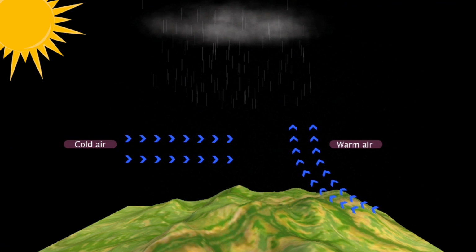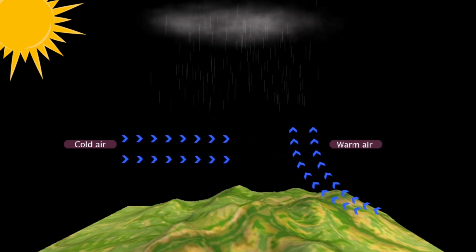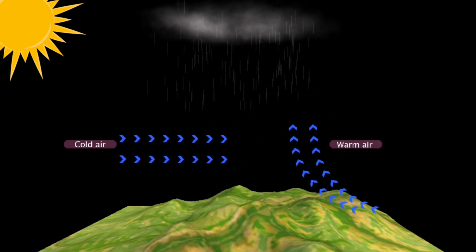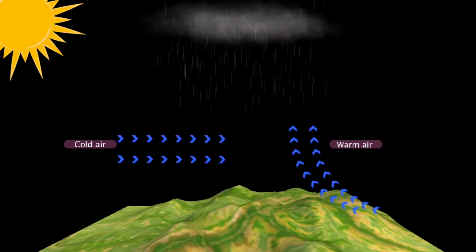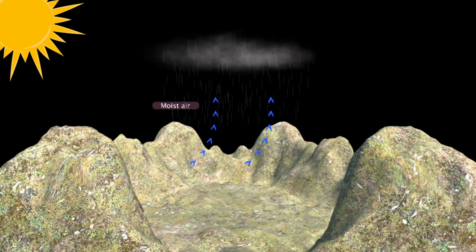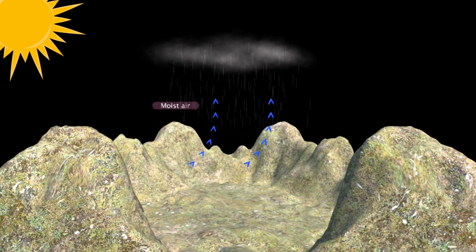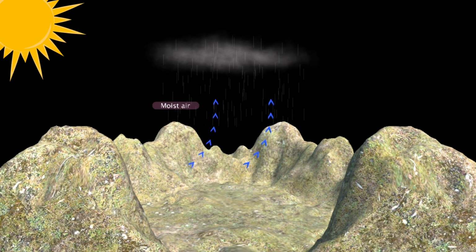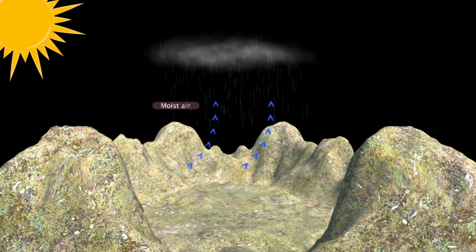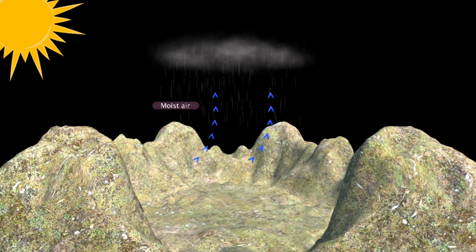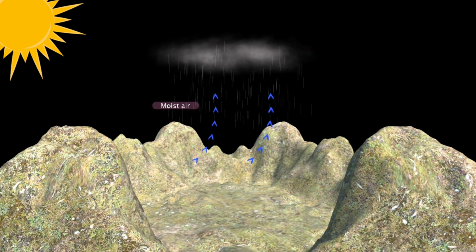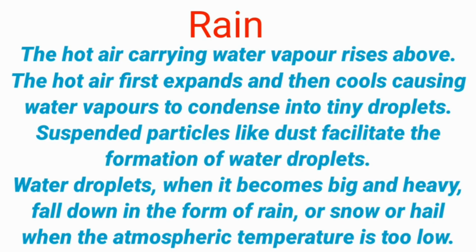Water bodies are heated by solar radiation during the day, due to which a large amount of water evaporates and goes into the air as water vapors. Air also becomes hot due to sunlight and starts rising up along with water vapors. As the air rises, it expands and cools. This cooling causes the water vapors in the air to condense in the form of tiny droplets.